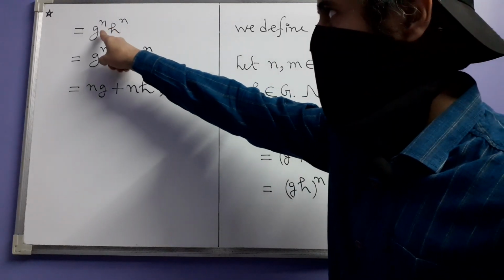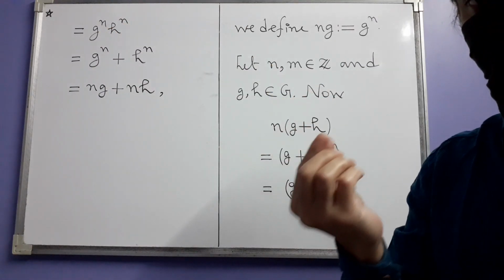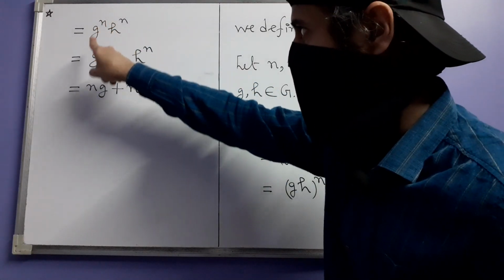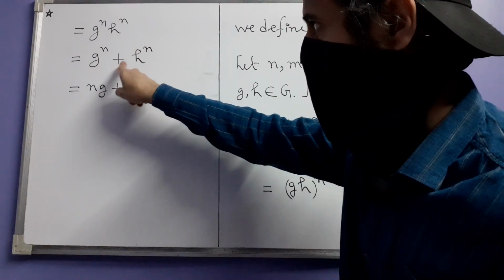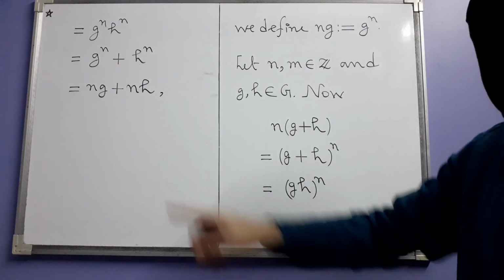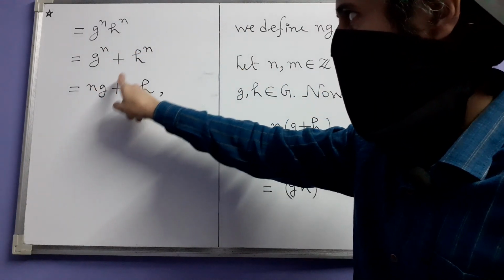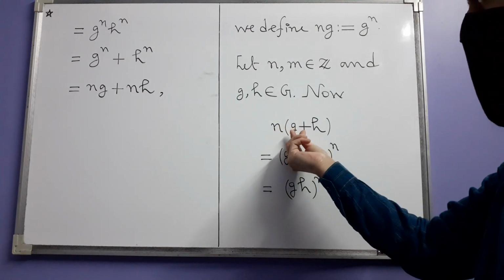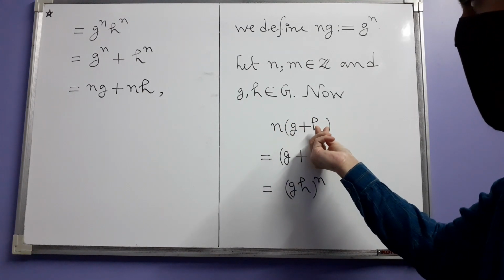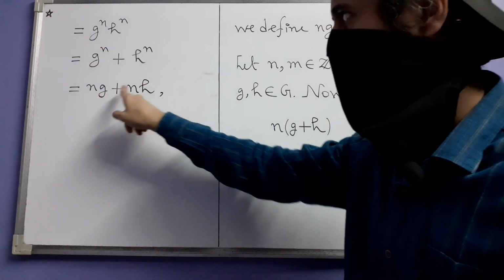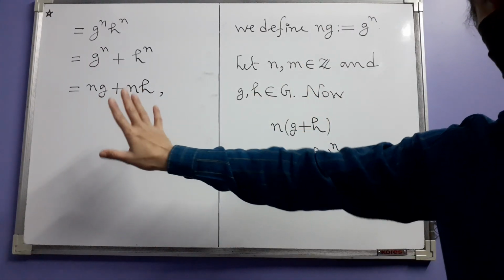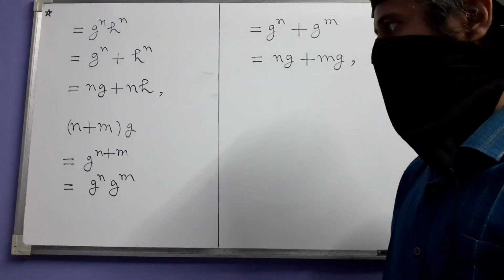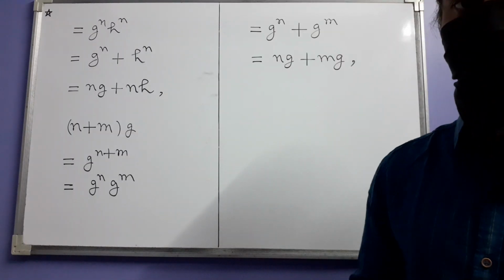And then we bring back that name or that symbol for the binary operation in g. This really means g to the power n plus h to the power n. And this is ng and this is nh. So ring element times group element plus group element equals ng plus nh. So the first axiom has been verified. It is true. Next we have the second axiom.